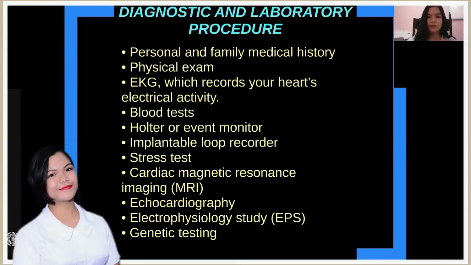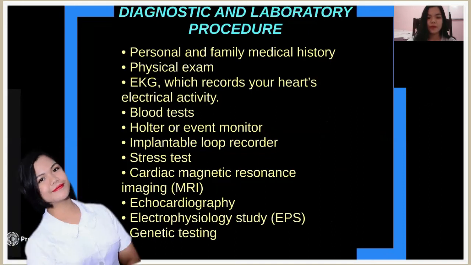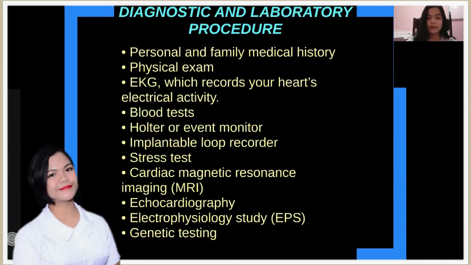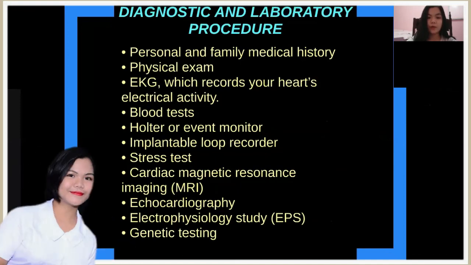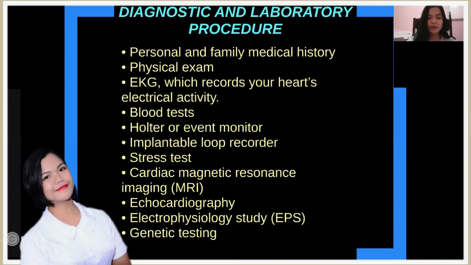Diagnostic and laboratory procedures of conduction abnormalities. The doctor may ask questions about your personal and family medical history. As part of your physical exam, your doctor may listen to your heart, record your heart rate, and measure your blood pressure. Then the doctor may order an EKG, which records your heart's electrical activity. Then blood tests to look for potentially reversible causes, including high or low blood electrolyte levels, or endocrine disorders such as hypothyroidism, or to check medicine levels.